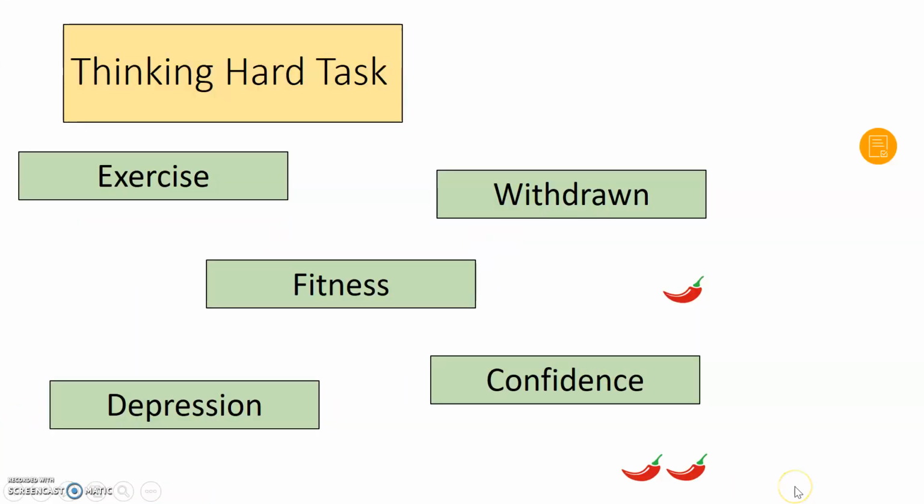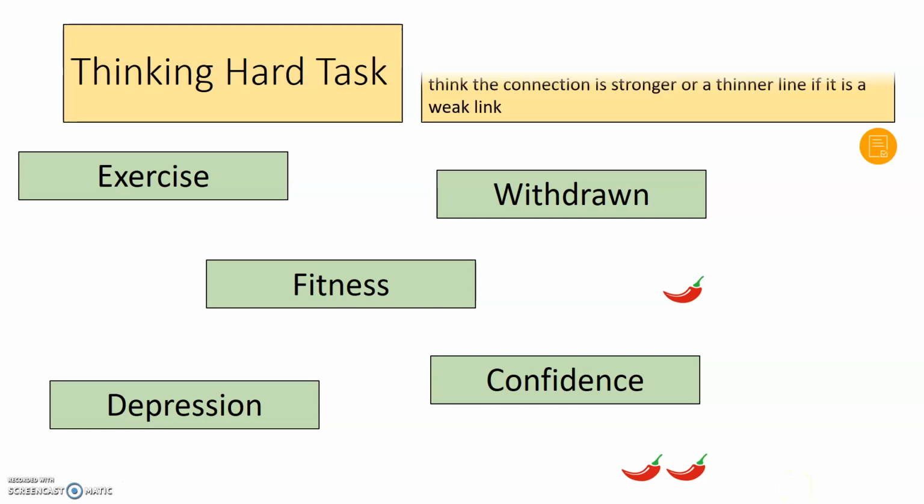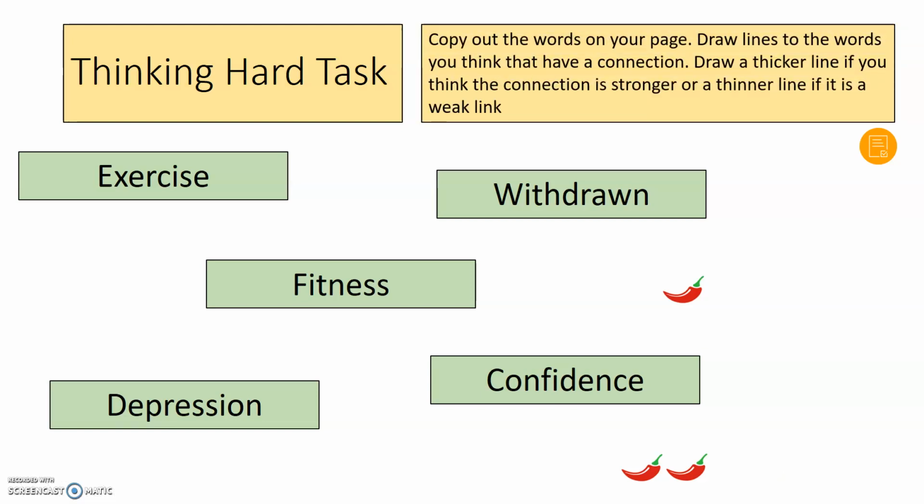So, thinking hard task to start with, I just want you to write these 5 keywords down on your page. Just spread them around a little bit and pause the video once you've read the task. It says copy out the words on your page, draw lines to the words you think have a connection. Draw a thicker line if you think the connection is very strong, or a slightly thinner line if you think that connection is weak. So pause the video now.